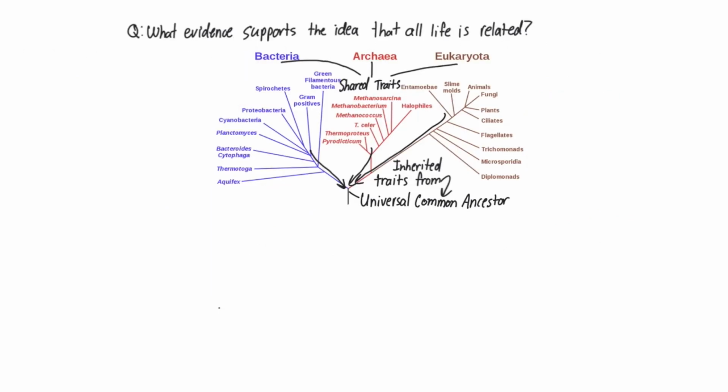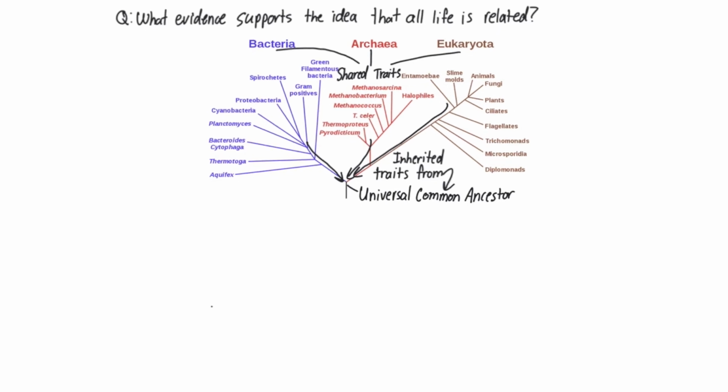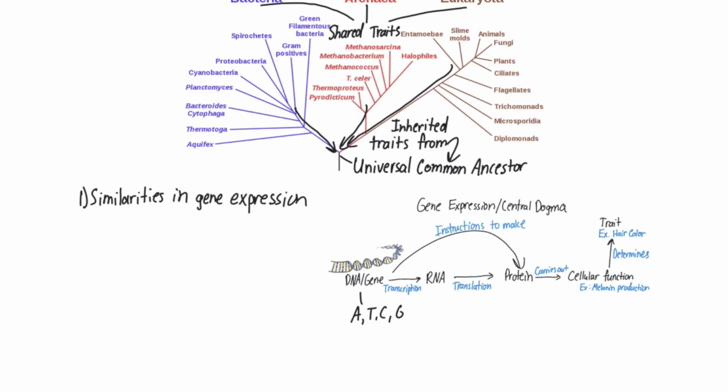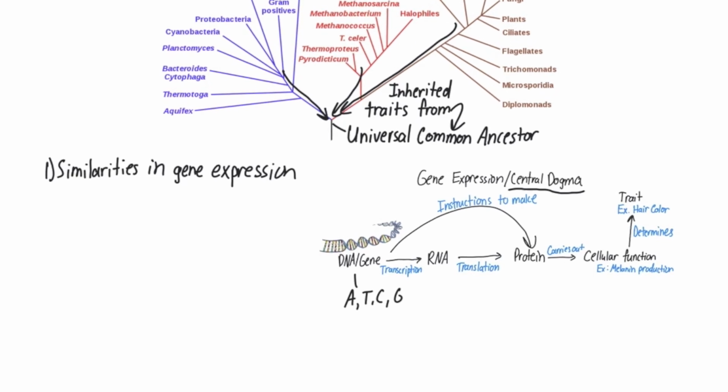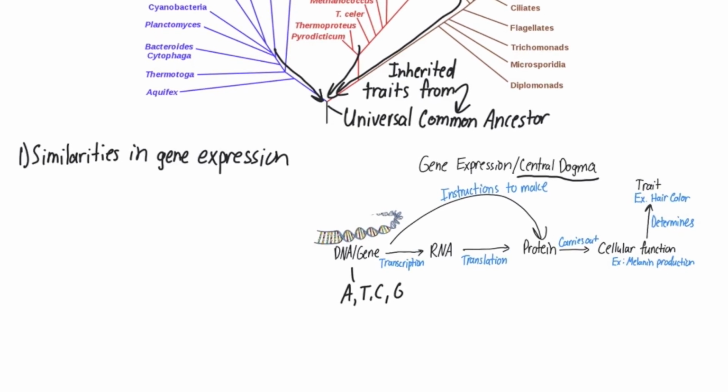Okay, so let's see if you came up with any of these. First, all species share similarities in how they express genes, also known as the central dogma. As you've seen previously, all species have the same nucleotides, A, T, C, and G, in their DNA. And with a few retrovirus exceptions, DNA is the genetic material of all species.